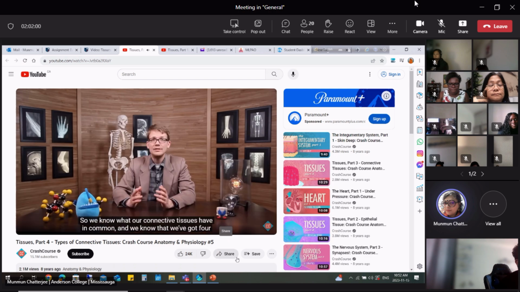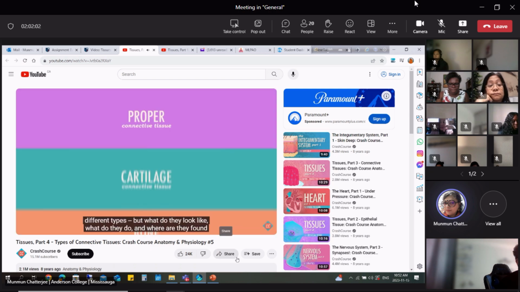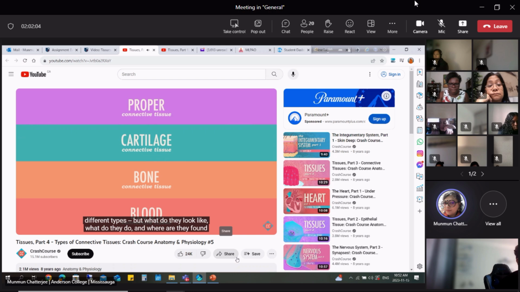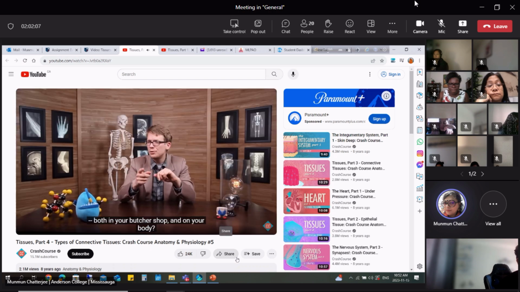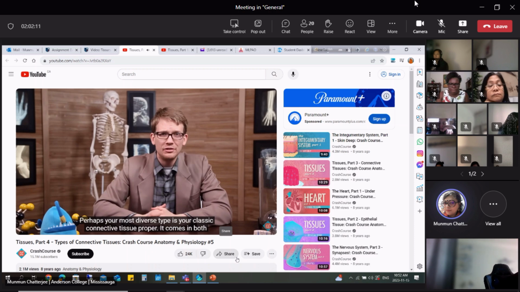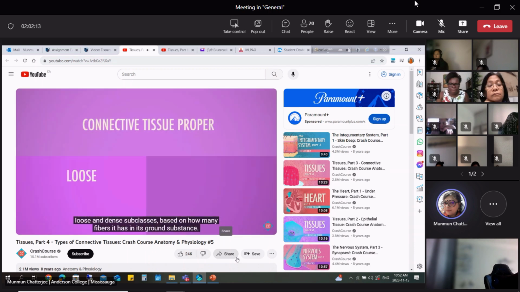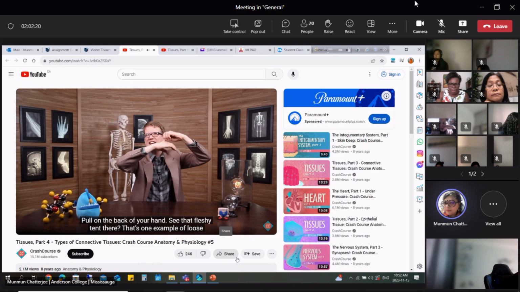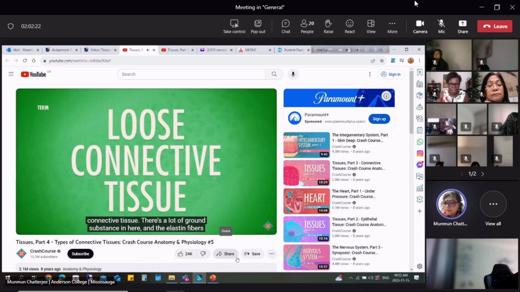So we know what our connective tissues have in common, and we know that we've got 4 different types, but what do they look like, what do they do, and where are they found, both in your butcher shop and on your body? Perhaps your most diverse type is your classic connective tissue proper. It comes in both loose and dense subclasses based on how many fibers it has in its ground substance. Pull on the back of your hand. That fleshy tent there? That's one example of loose connective tissue.